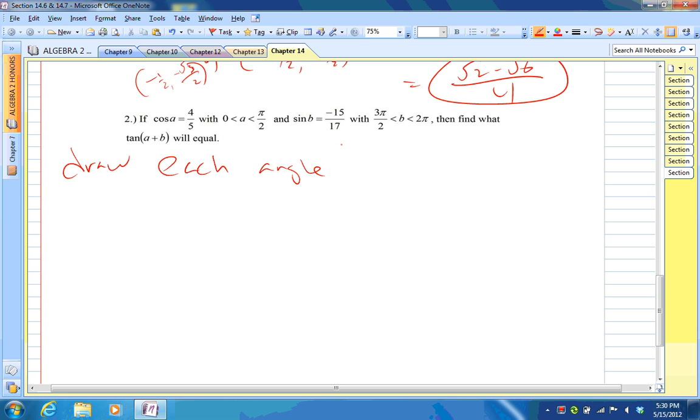Okay, so let's work this out. Obviously angle A is in the first quadrant. Remember we drew these triangles a long time ago? So you call that A. That'll be 4, that'll be 5, because adjacent over hypotenuse, and that's 3.